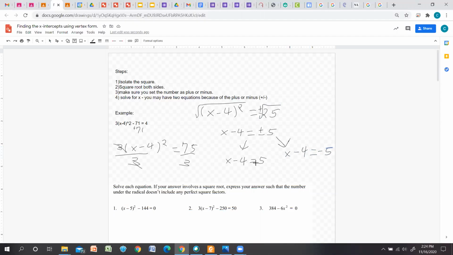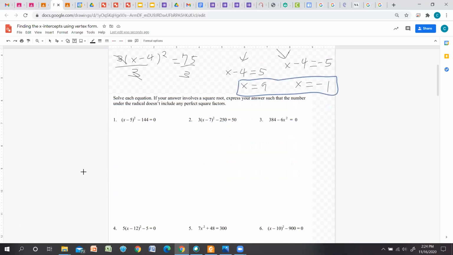So we add 4, get x equals 9. We add 4 to this one, and we get x equals negative 1. Those are our two solutions. Notice there's not always two solutions, but there usually is. And that's it. And we solve for x using square rooting.